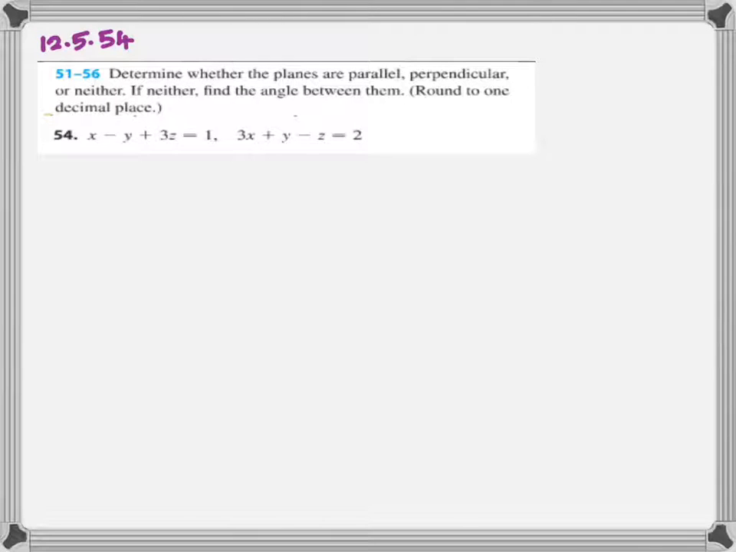The first plane is x minus y plus 3z equal to 1, and the second plane is 3x plus y minus z equal to 2.